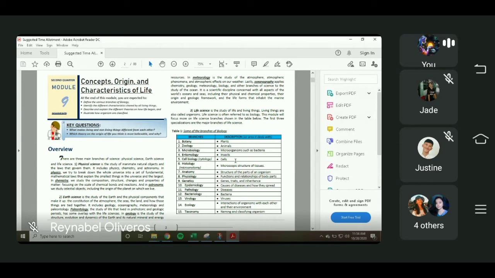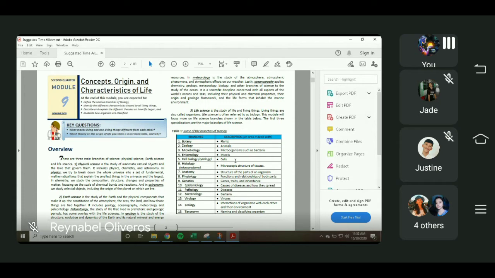Then, the last main branch of science is life science, which is what we will discuss today. This is what we will cover in the second quarter. When we say life science, it is the study of life and living things. Living things are what we call organisms, and the study of life is often referred to as biology. In this module, we will focus more on life science.